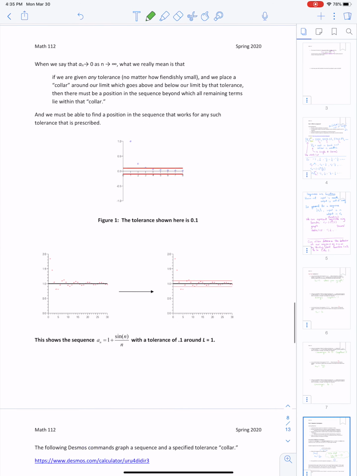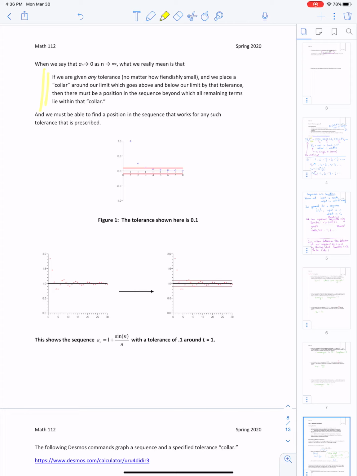So this tolerance language, what we're saying is what I've written right here. So if we start with a tolerance, and you think about your tolerance as being some small number, what you'd like to do is place a collar around the limit. So you'd like to create some region above and below the limit, and then the idea is that given that tolerance, eventually our sequence must always be within the tolerance of the limit.